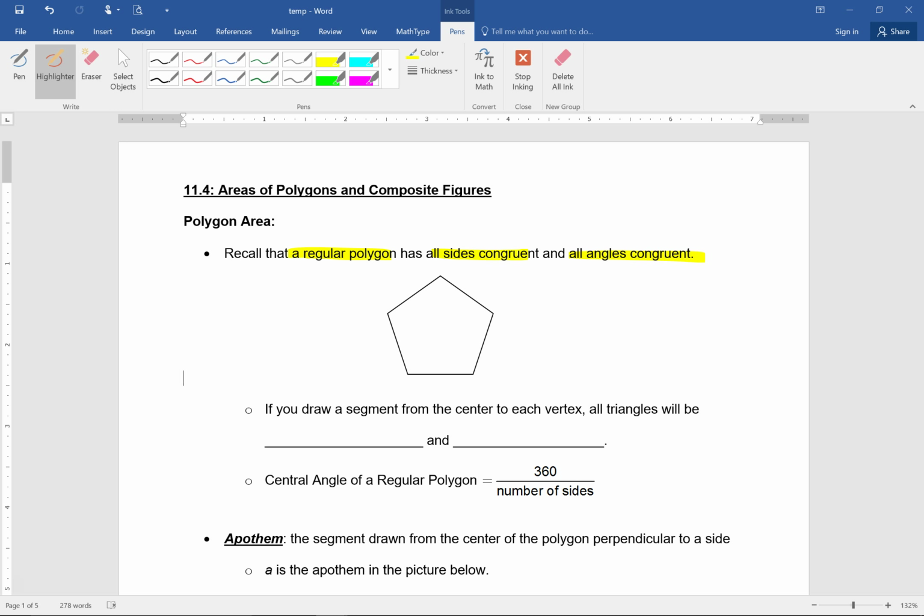What shape is this? How many sides does this have? A pentagon. Sorry, I couldn't hear. This is a pentagon, right? Now, I don't have a formula for the area of a pentagon, but what I can do to this is draw a segment from the center to each vertex. So if this is the center, I'm going to draw a segment to each of the vertices.